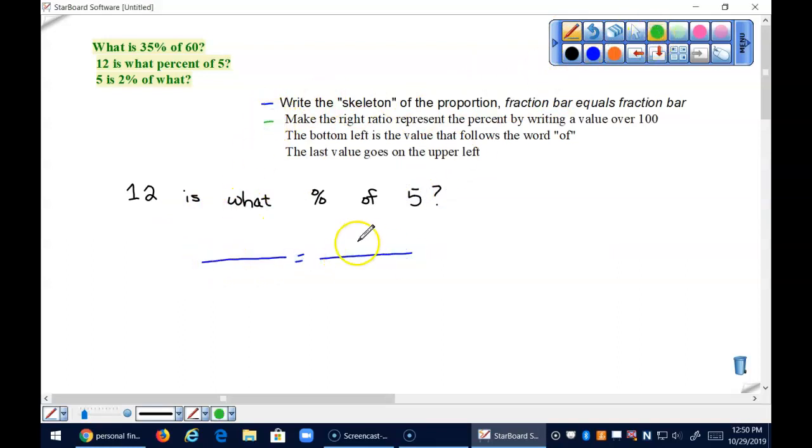On the right, have your percent. On the left, have what comes after of. On the top, what haven't you used yet? Everyone okay with my 4-step setup phase?